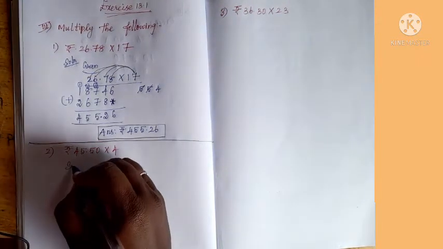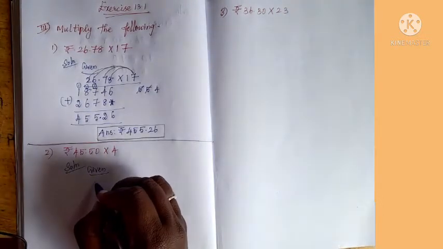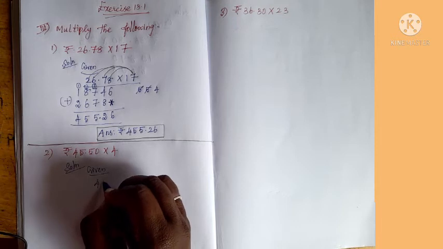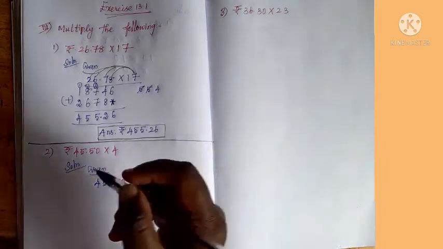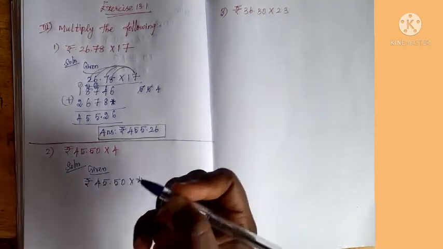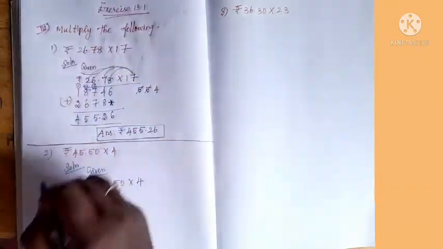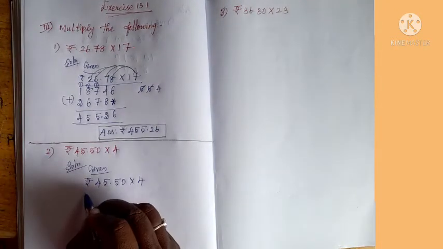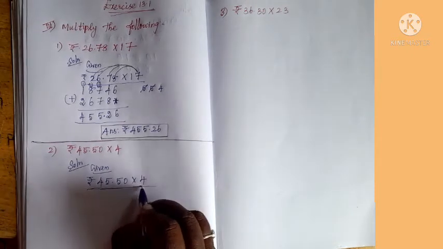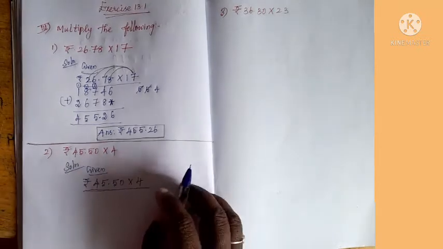Next, second question. Solution given. Write the given value. 45 rupees 50 paise into 4. If you want you can mention the rupee symbol, or in the final answer place also I will mention the rupee symbol, ma'am. Both are correct. In the question itself you can mention, finally also you can mention. So you need to multiply this. It is a single digit, so easily you can multiply. Don't consider the point while multiplying.